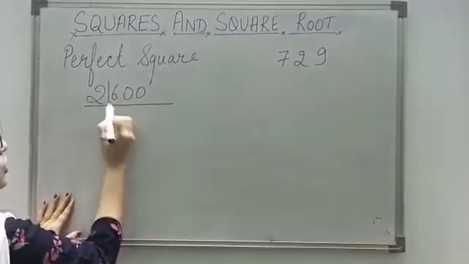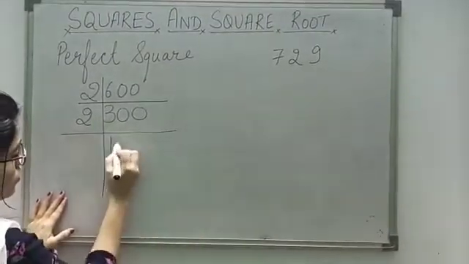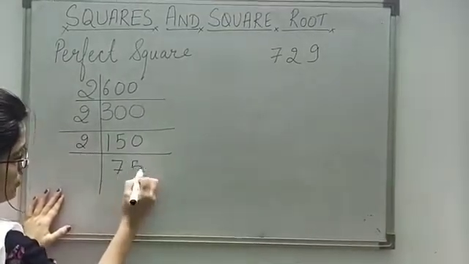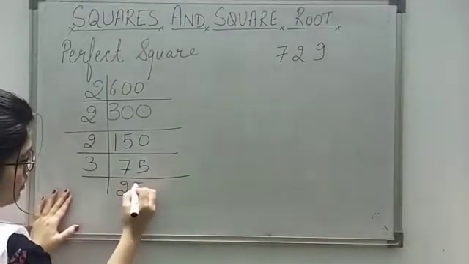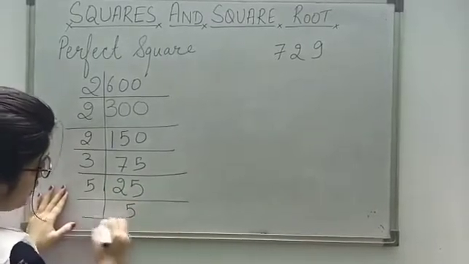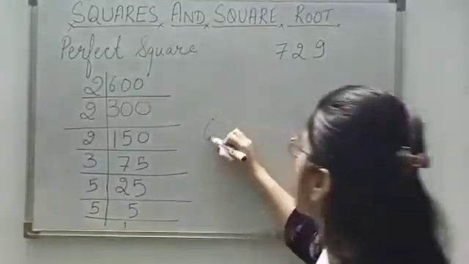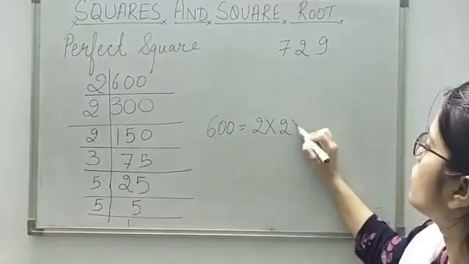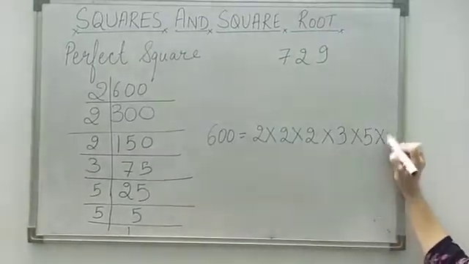Now quickly solve. 2 3s are 6, 0 0, copy. Then 2, 150. Then 2 7s are 14, 1 carry, 2 5s are 10. After that 3 2s are 6, 7, 3 5s are 15, 5 5s are 25, 5 1s are 5. So 600 I can write in this form: 2 into 2 into 2 into 3 into 5 into 5.